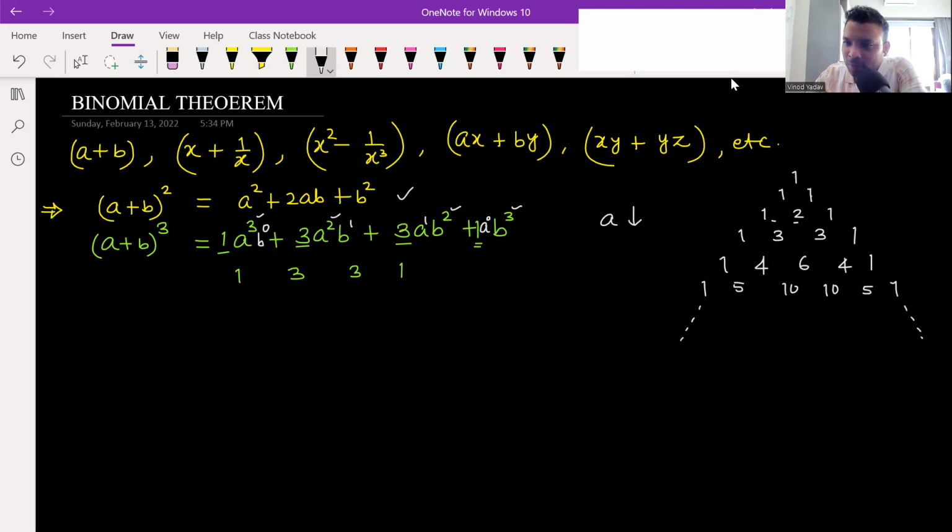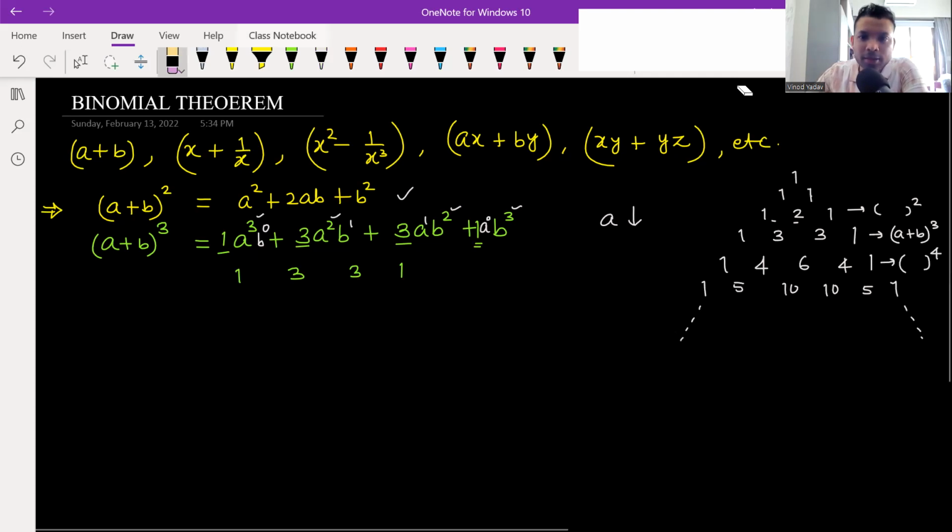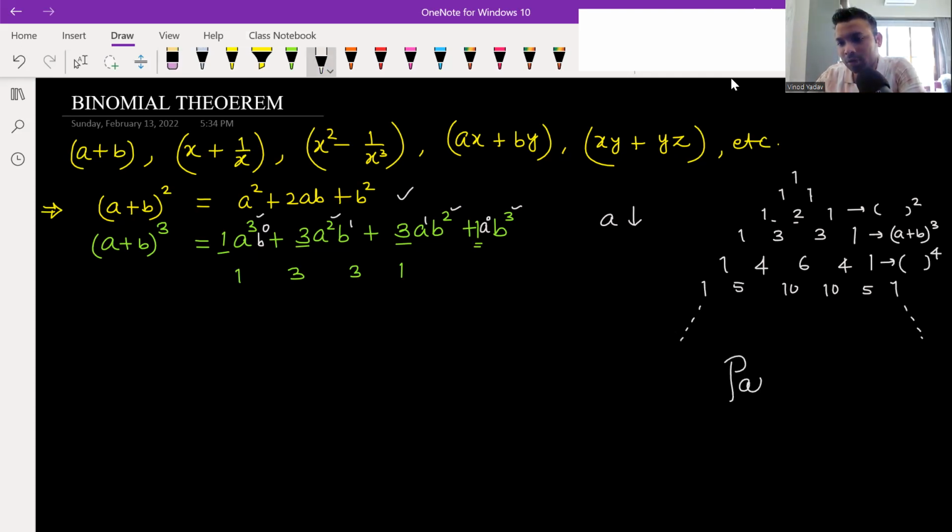Now, see, this is 1, 3, 3, 1. So this is the coefficient of the whole cube, right? Can you see 1, 2, 1 is nothing but the coefficient of a plus b the whole square. So if you want to expand a plus b whole raised to 4, you can pick up the coefficients from this Pascal's triangle. This structure is called Pascal's triangle. You can also see in every row the numbers are nothing but the powers of 11: 11 raised to 1, 11 square, 11 cube, 11 raised to 4, and so on.